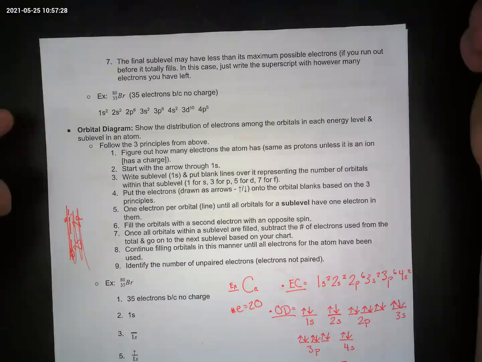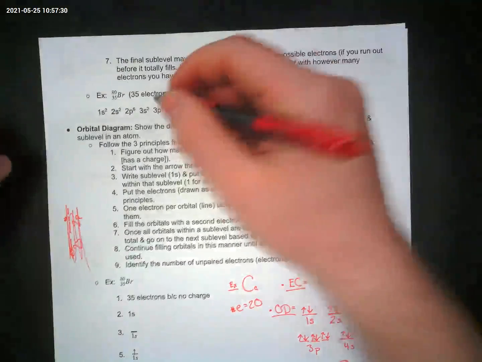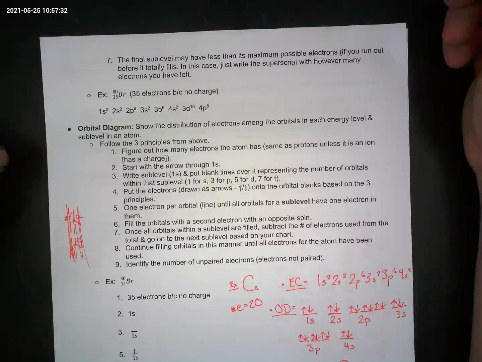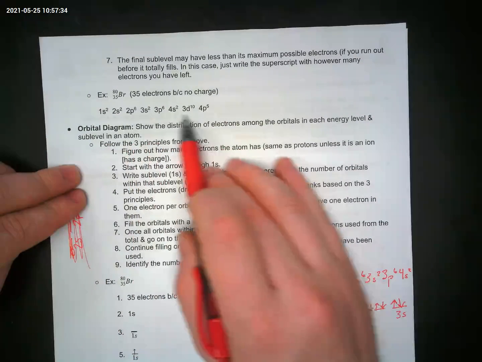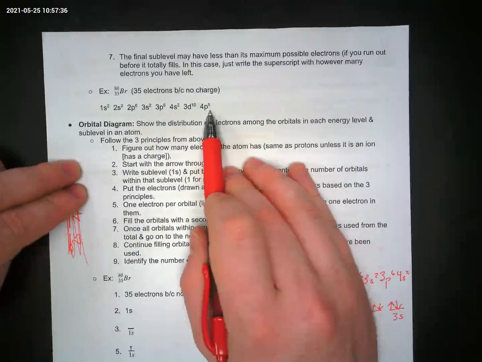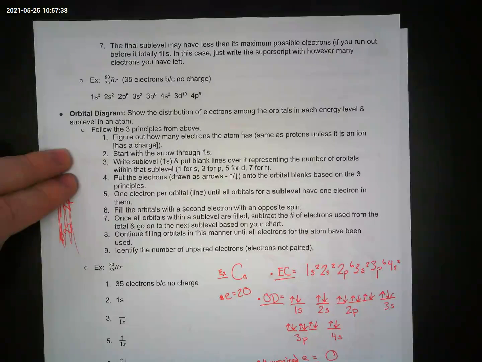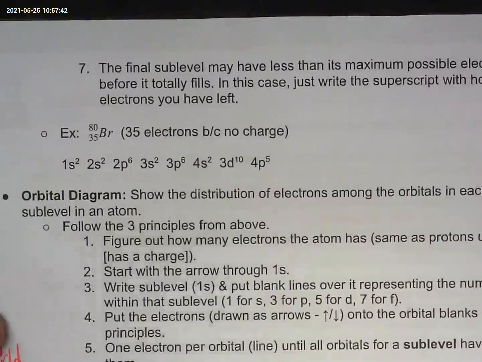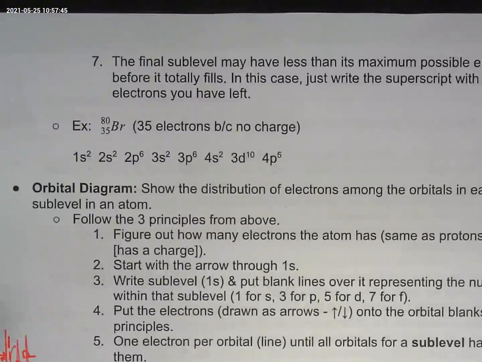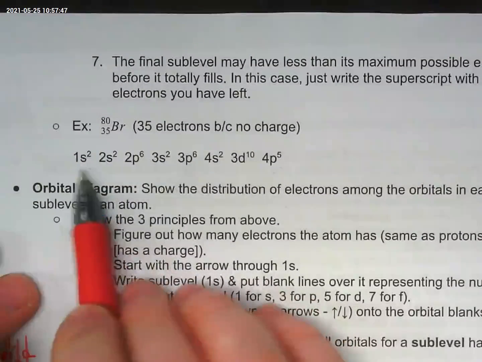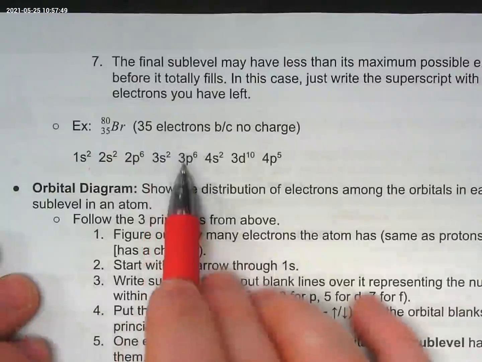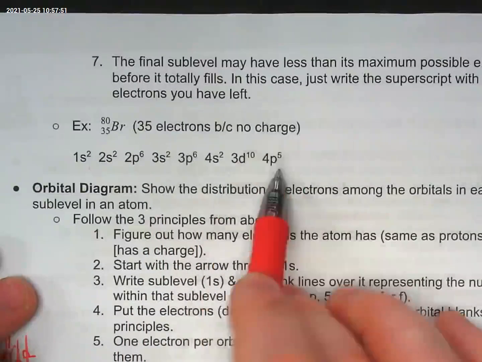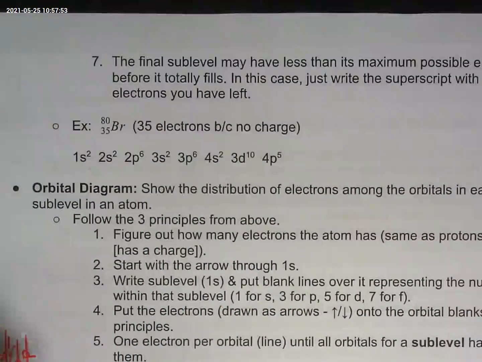If we were to use bromine as an example, bromine has 35 electrons, and this is what its electron configuration is going to look like. Let me zoom in on that right quick. It's 1s2, 2s2, 2p6, 3s2, 3p6, 4s2, 3d10, 4p5.